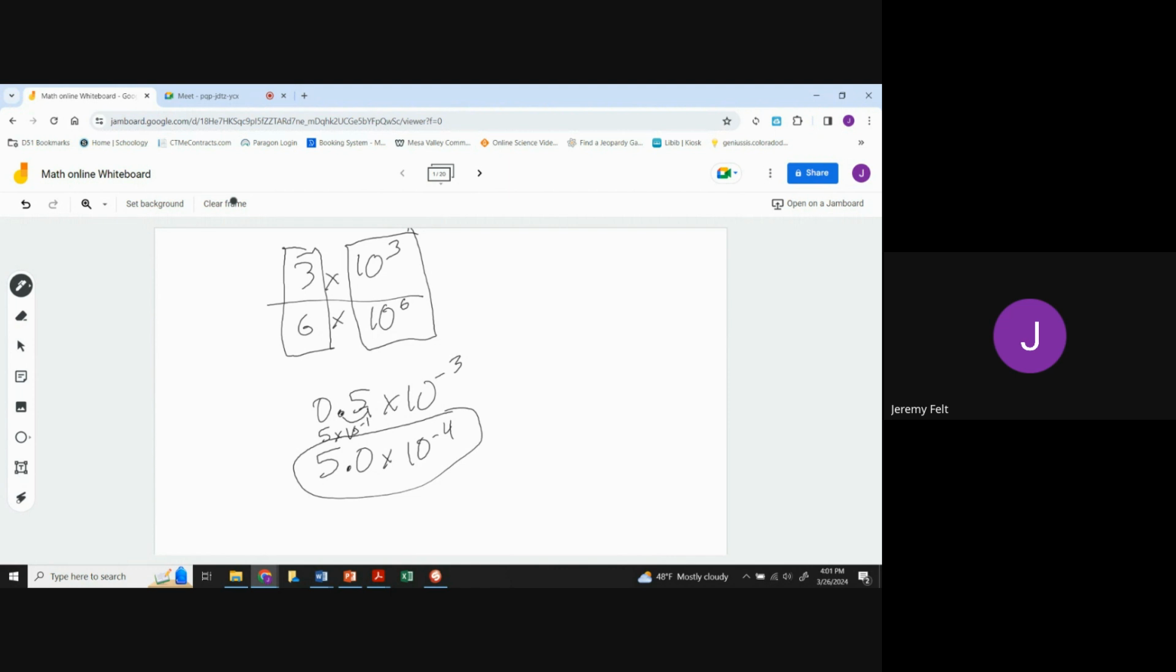Now what I remember is I move the decimal to the right. I'm basically multiplying by 10, so I need to divide by 10 or take 1 away from the exponent. That's the easiest way for me to do it, but if you want to rewrite this as this number and then multiply it all out to get to here, either way, it's going to be the same thing. So 5 times 10 to the power of negative 4.